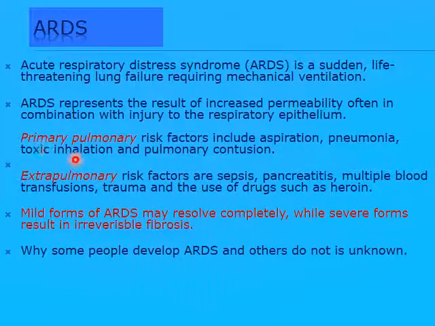What is meant by this? Primary pulmonary risk factors include aspiration, pneumonia, toxic inhalation, and pulmonary contusion. It means that the problem is an initial injury in the lung inducing increased permeability. But there is another type, which is extrapulmonary ARDS, due to risk factors outside the lungs such as sepsis, pancreatitis, multiple blood transfusions, trauma, drugs, heroin, and so on. Mild forms of ARDS resolve completely, while severe forms result in irreversible fibrosis.